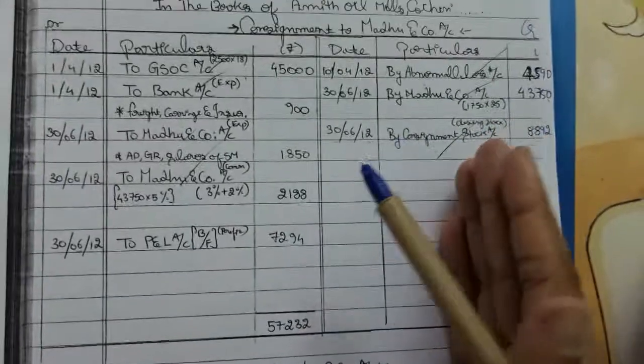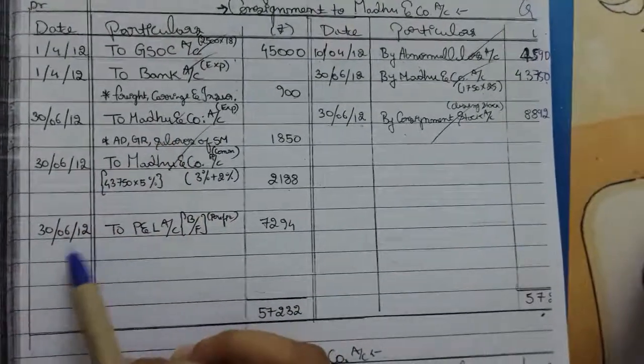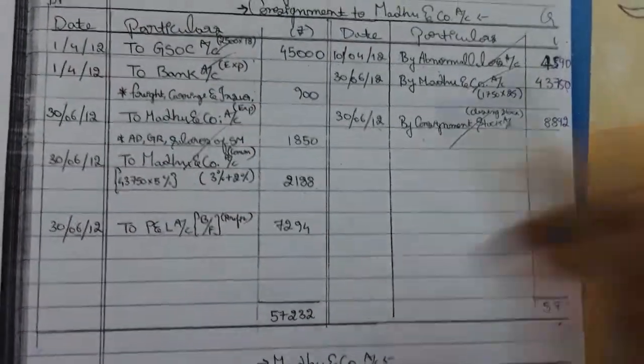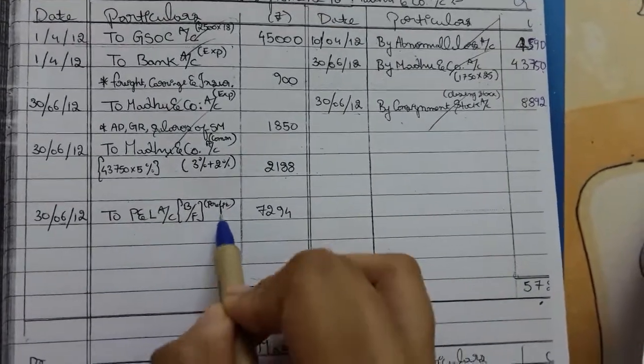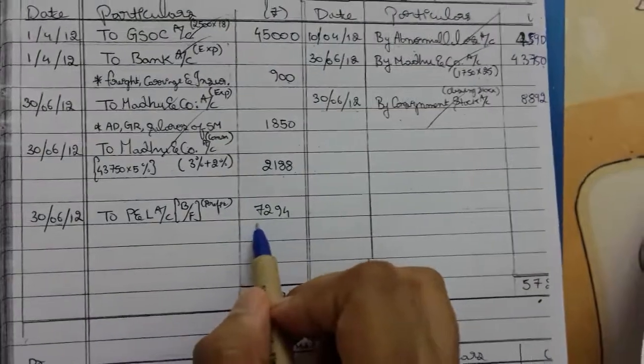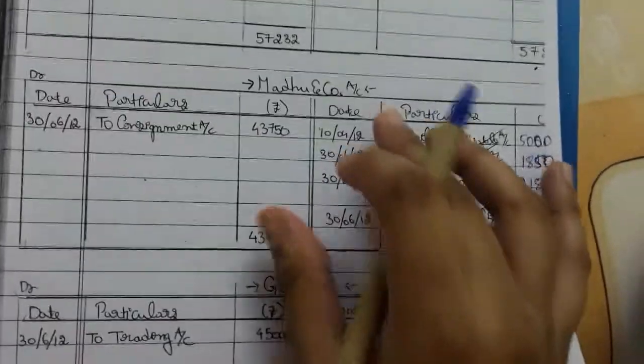Here the credit side is more than the debit side, so that is a profit on consignment. The last date which we know, we will record 3/6/2012, to profit and loss account, balancing figure, that is profit on consignment, 7,294.